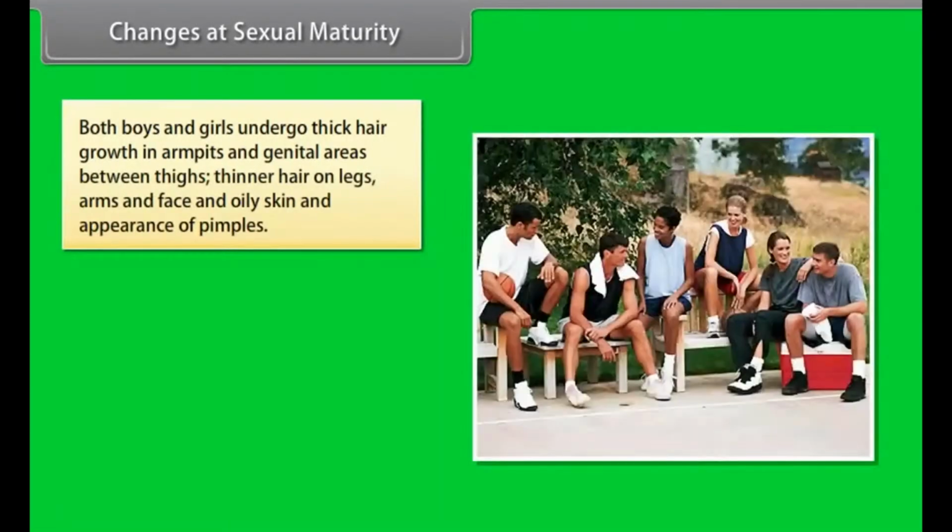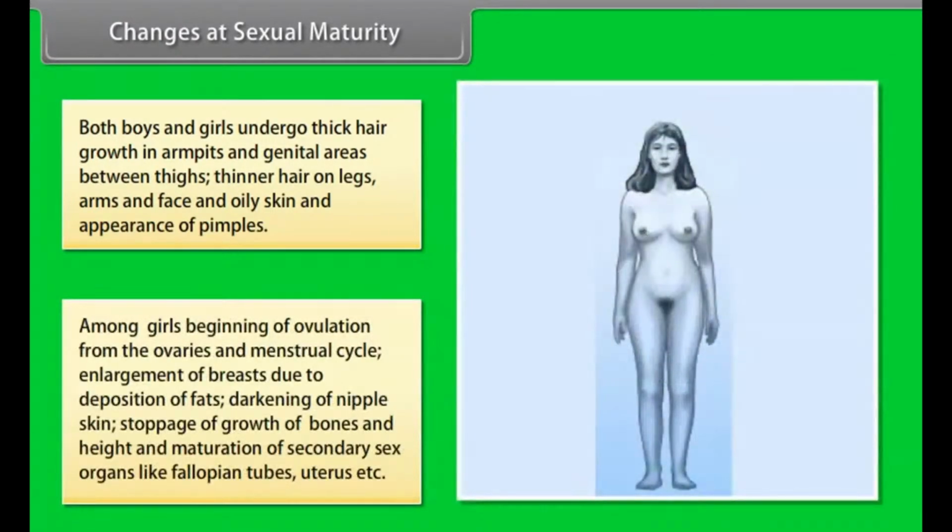Changes at sexual maturity. Both boys and girls undergo thick hair growth in armpits and genital areas between thighs, thinner hair on legs, arms, and face, and oily skin and appearance of pimples. Among girls, there is beginning of ovulation from the ovaries and menstrual cycle, enlargement of breasts due to deposition of fats, darkening of nipple skin, stoppage of growth of bones and height, and maturation of secondary sex organs like fallopian tubes, uterus, etc.